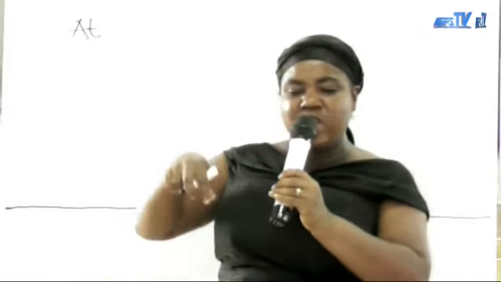When do we use at as a preposition of time? We use it to show specific time. When we are using a preposition of time, we emphasize the specific time. With this one, we are dealing with the clock.